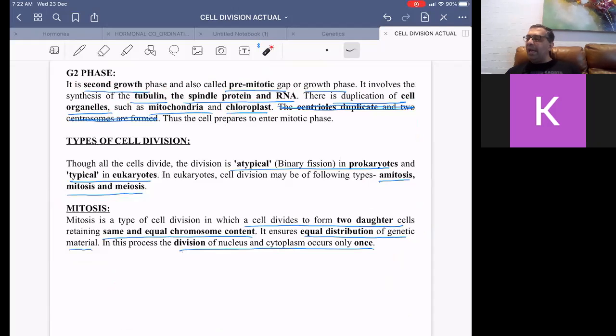And आपके notes में दिया है centrioles duplicate and two centrosomes are formed. Now, this actually is taking place in the S phase. तो यहाँ centrioles duplicate and two centrosomes are formed. ये please cut कर देना. Where is centrioles duplicating in the S phase. And the cell now is ready to enter the mitotic phase. So, sir, G1, S and G2 phase, ये तीनों phase खत्म हो जाते हैं. Cell is ready to enter mitosis.